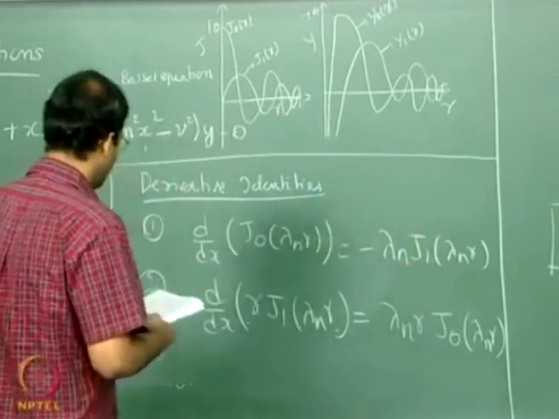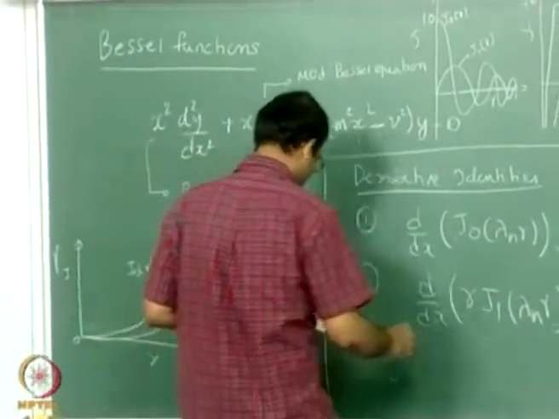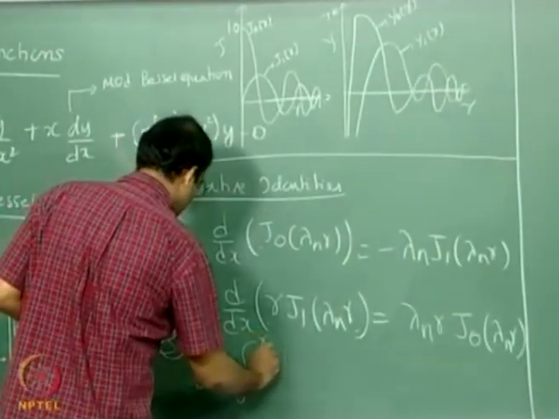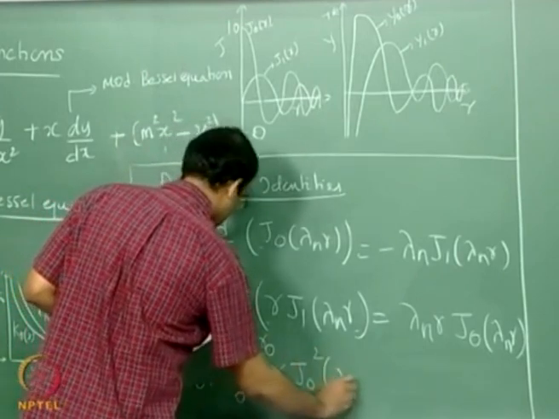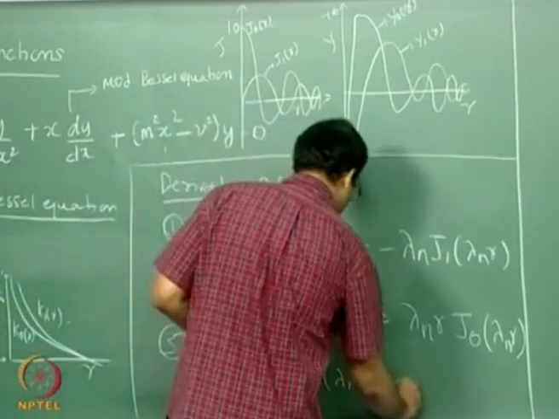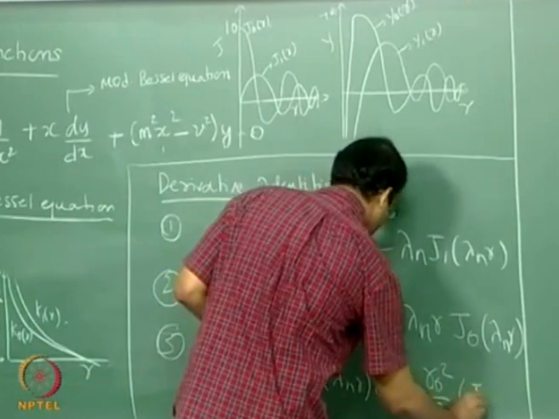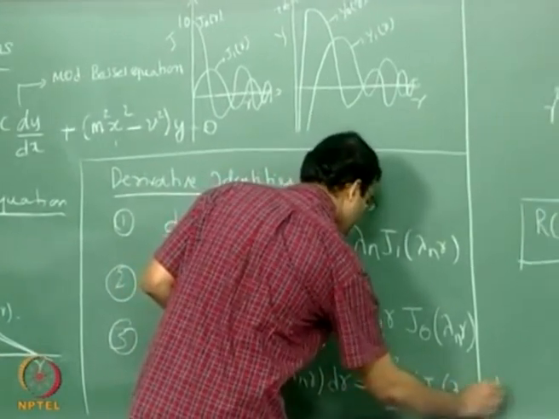Now that principle of orthogonality for this case can be written as the integral from 0 to R naught of r J naught square dr is equal to R naught square by 2 J1 the whole square.